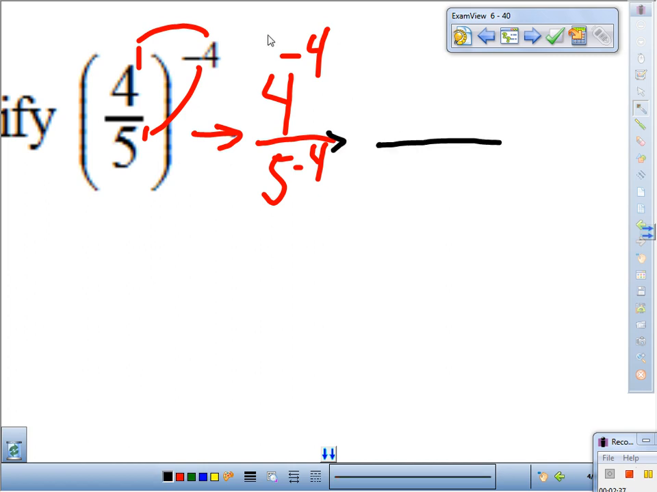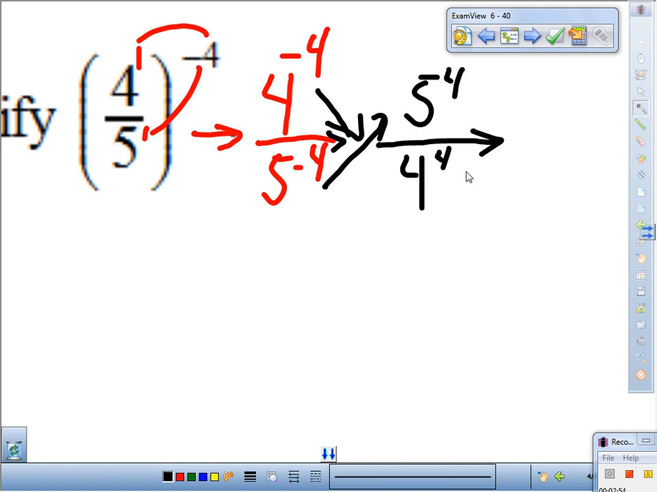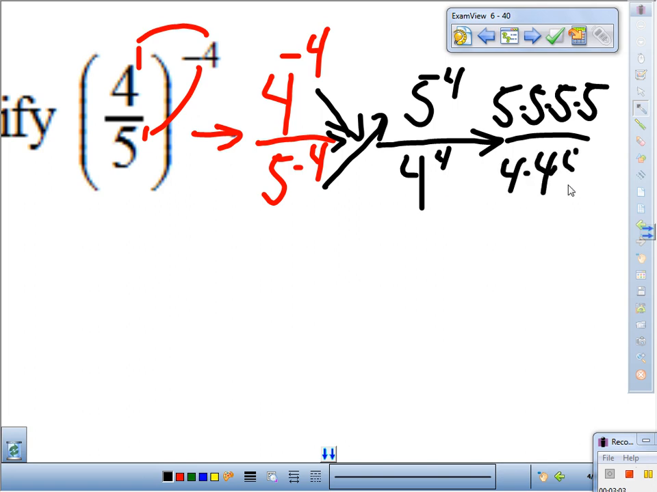In order for this one to turn into a positive, we need to send it to the denominator. So this is 4 to the 4th. However, in the denominator, we already have 5 to the negative 4th. And for that one to turn into a positive, we need to send it up to the numerator, 5 to the 4th. Therefore, 5 to the 4th is 5 times 5 times 5 times 5. 4 to the 4th is 4 times 4 times 4 times 4.